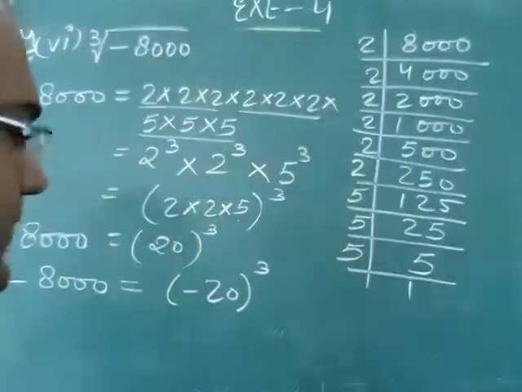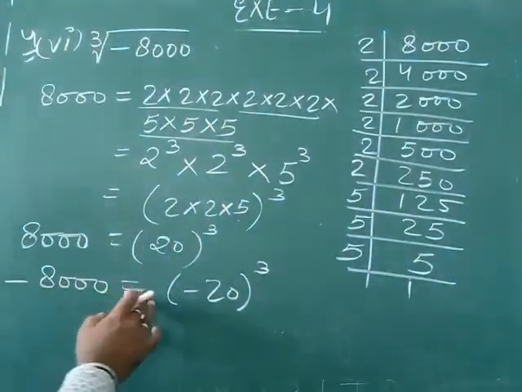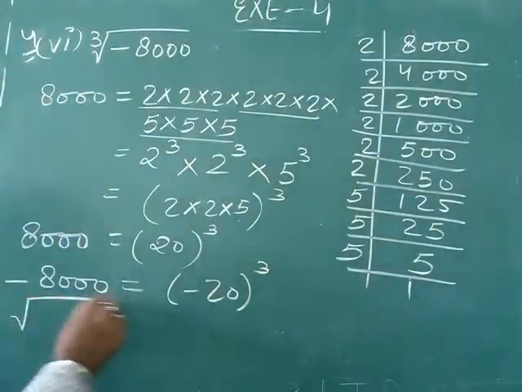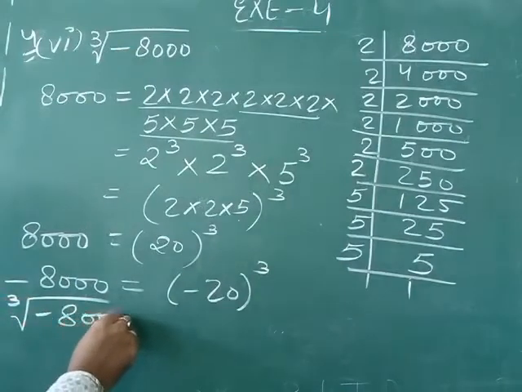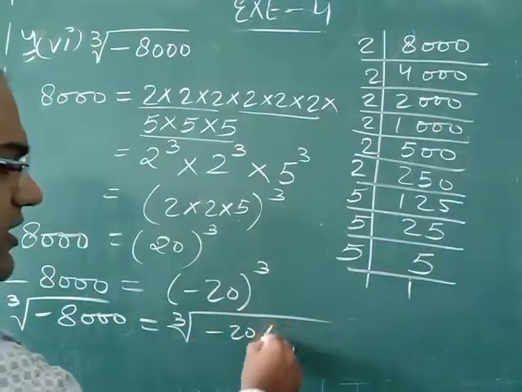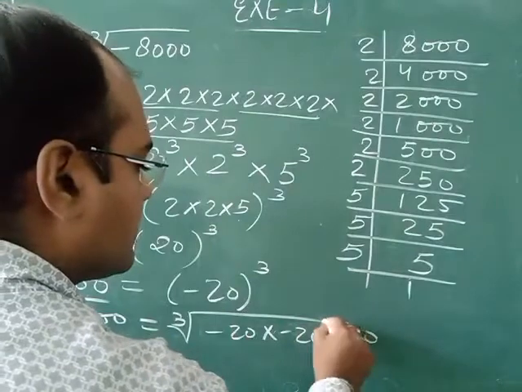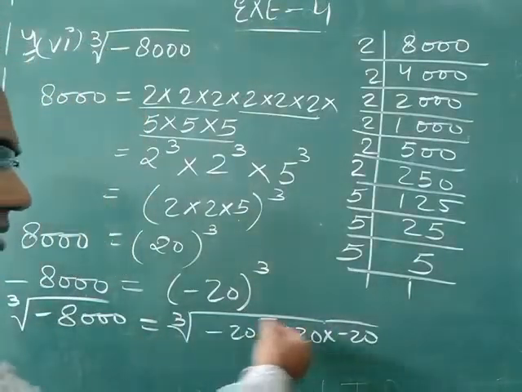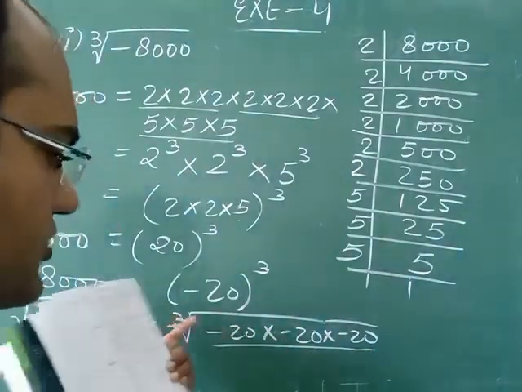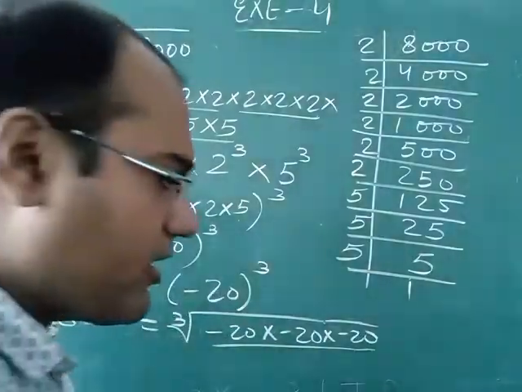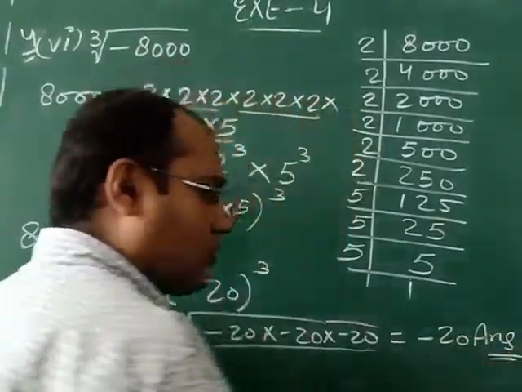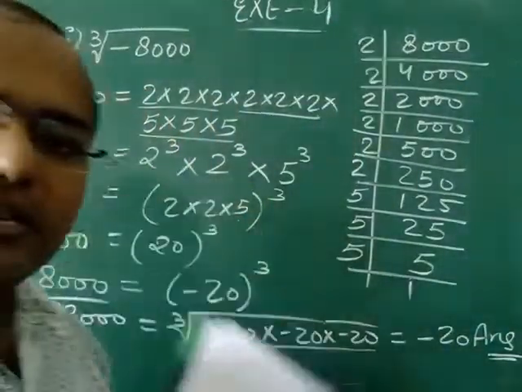Now what you have to do, -8000 is equal to (-20) power 3, but we have to find the cube root. So cube root of -8000 is equal to cube root of (-20) power 3, so write it 3 times. Now when we remove the cube root sign, these 3 numbers, how many times do you have to write them? One time. So final answer will be -20. So like this you have to do part number 6.